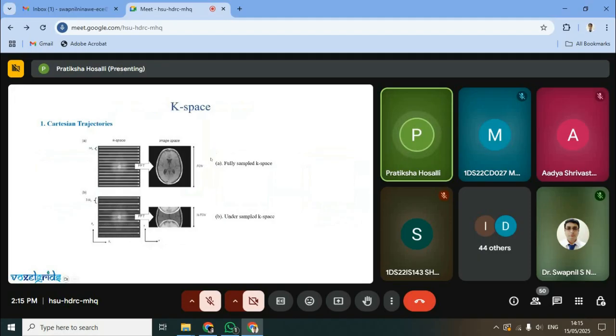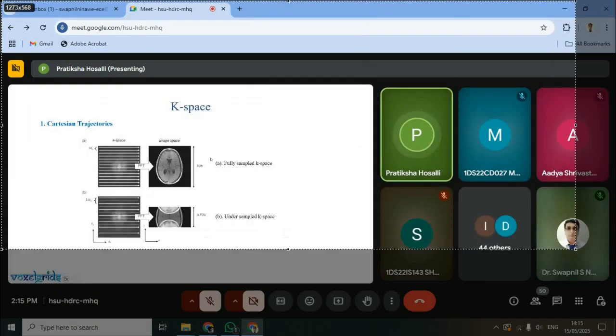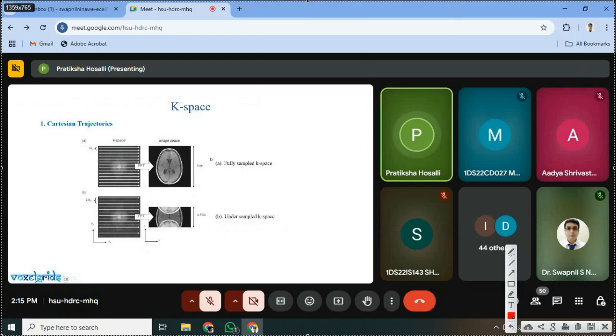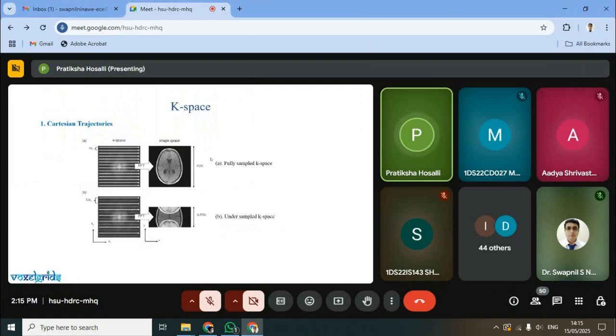So there are different types of acquisitions. Basically, the traditional method is the Cartesian trajectory method. In there, we have two types: fully sampled k-space and undersampled k-space. Fully sampled k-space means we collect data line by line. Basically, if you see here, we are collecting data line by line.